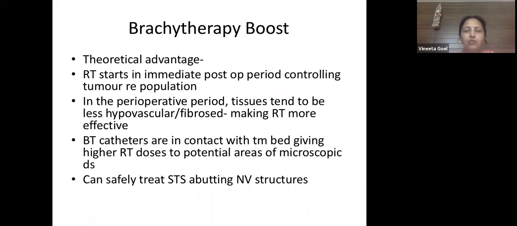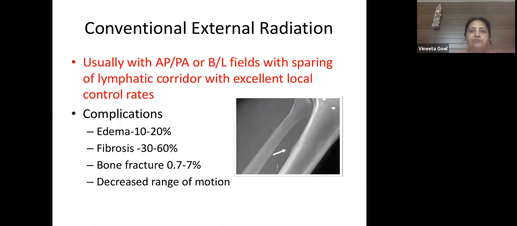I think I have almost talked about this, that even when we are using brachytherapy as boost, there are several advantages. One is you cannot have a geographical miss. Second is radiation therapy starts earlier. It starts in almost 4 to 5 days time. So, before the tumor cells get a chance for repopulation, radiation therapy is already started. In the perioperative period, the tissue is better vascularized. There is less fibrosis. So radiation therapy is far more effective. Then there is SIB also.